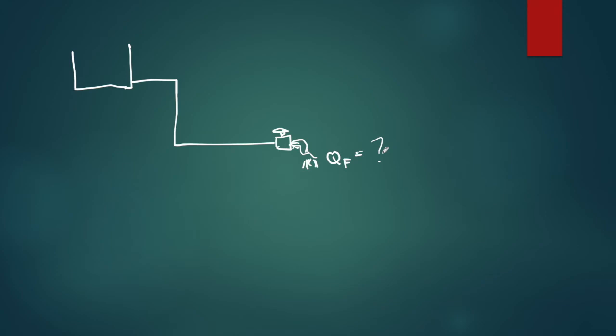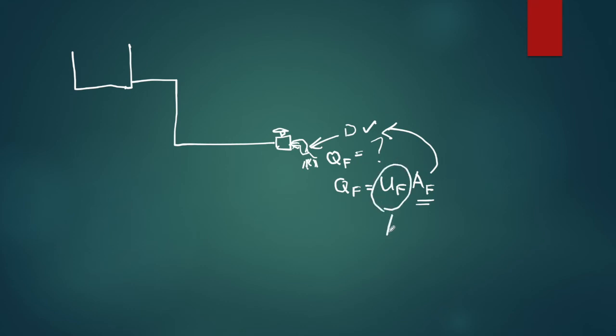In the question, we'll be given the value of the diameter here. So the diameter is given, but now we have to find QF. To find QF, the discharge at the faucet, you have to determine UF, the velocity at the faucet, times the area of the faucet. Now the area can be solved from the diameter. What about UF? UF can be solved by using Bernoulli's equation. So now we will select this point as our point number 2.